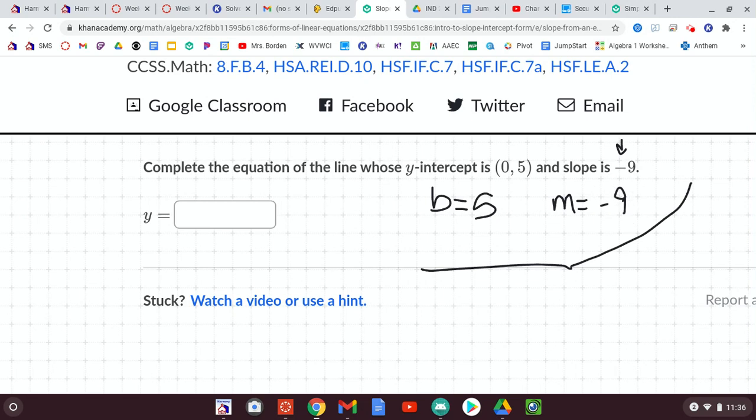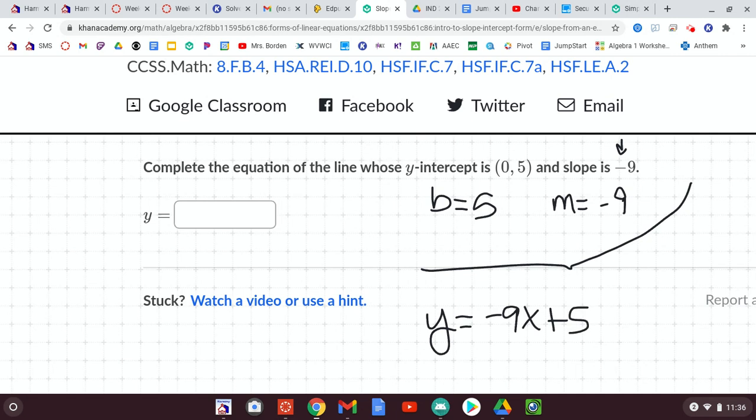Okay. So if we know the m and we know the b, we have enough to write the equation, right? So we write y equals, now what? Negative 9. What always goes with the negative 9? X. And then what do we write?